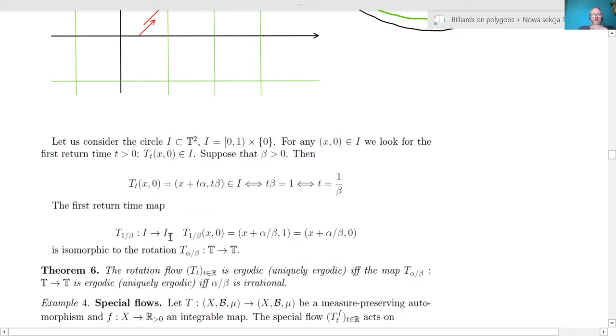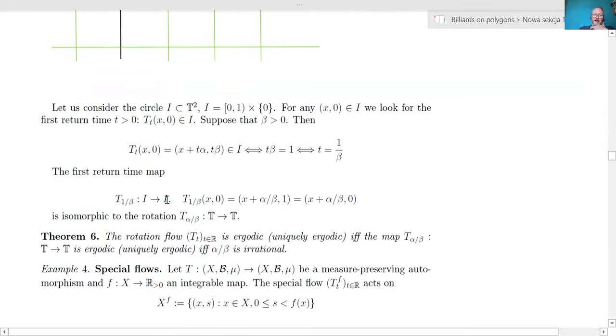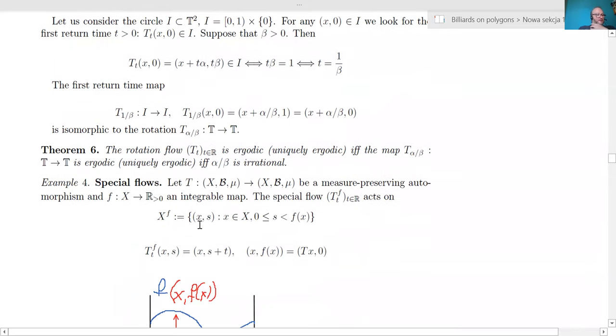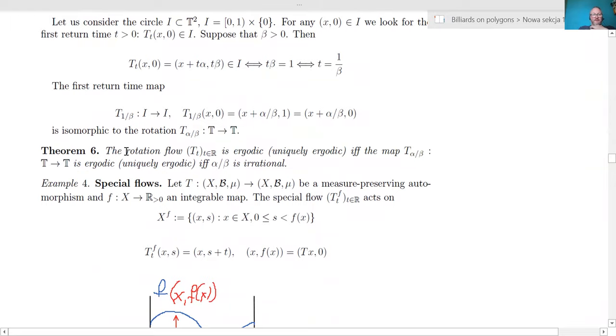And we can consider the first return time map, which shows you the first return object. It's equal to this, and because we live on the torus, we can identify this one with 0. What does it mean? It means that in fact this first return time map is isomorphic to the rotation on the circle, and this rotation is given by the ratio alpha over beta. And this is not hard to prove: our flow is ergodic or uniquely ergodic if and only if this rotation on the circle is also ergodic or uniquely ergodic.